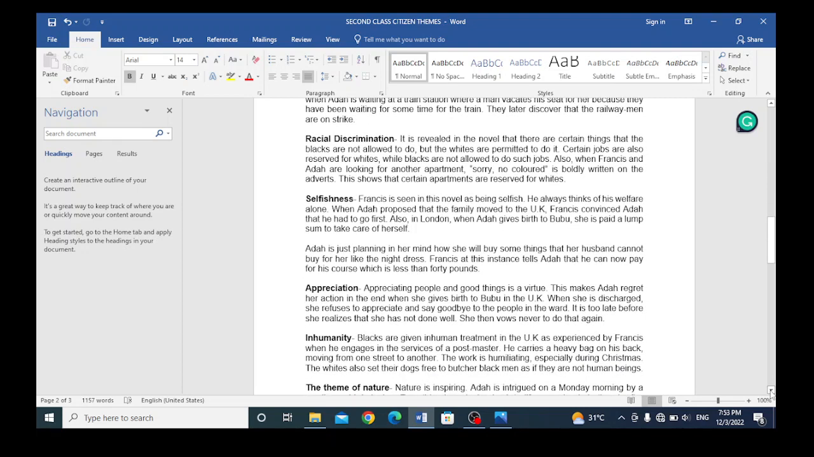Another vital point is racial discrimination. It is revealed in the novel that there are certain things that the blacks are not allowed to do, but the whites are permitted to do. Certain jobs are also reserved for whites, while blacks are not allowed to do such jobs. Also, when Francis and Ada are looking for another apartment, "sorry, no colour" is boldly written on the advert. This shows that certain apartments are reserved for whites.